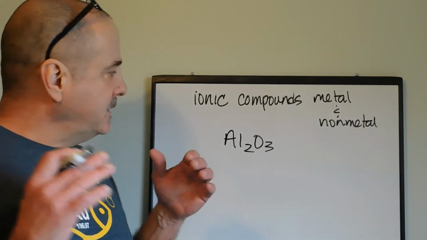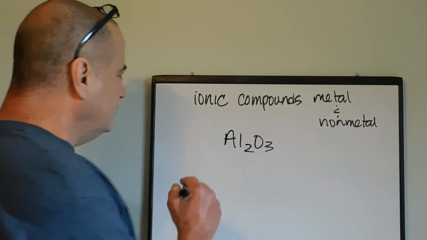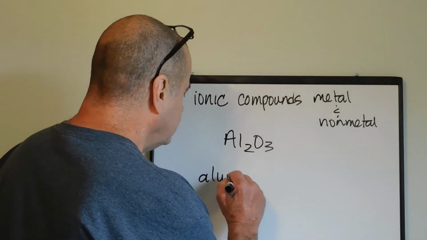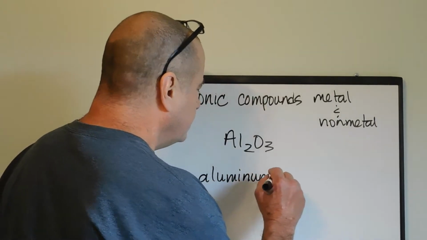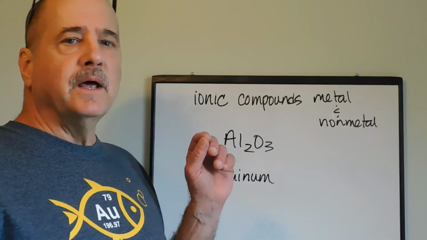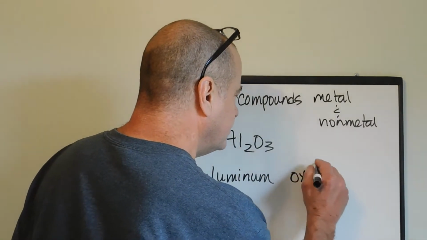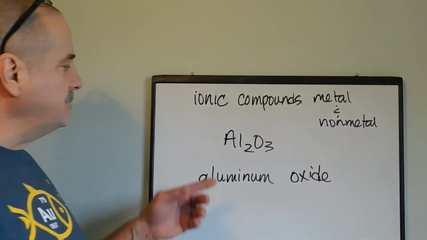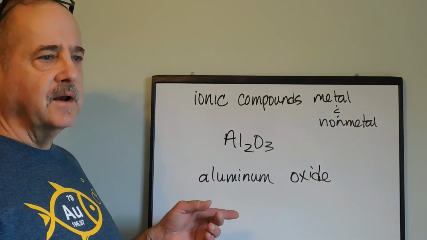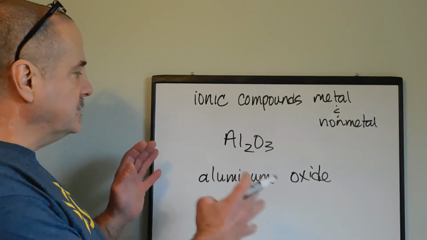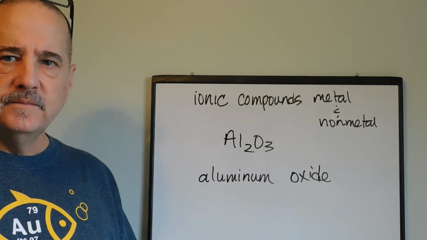Okay. Write down the name of the metal. You write down the name of the nonmetal, changing the ending to IDE. You look at the metal and you see if it's a transition metal. It's not, so you're done. Aluminum oxide.